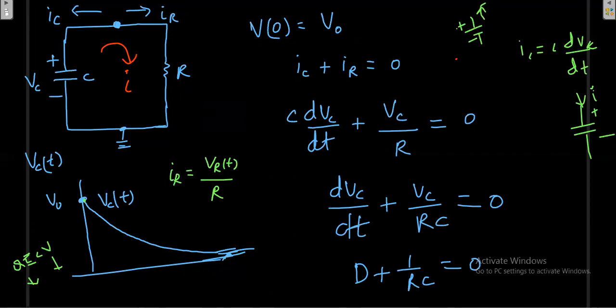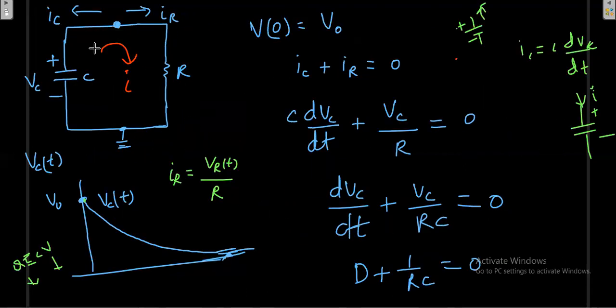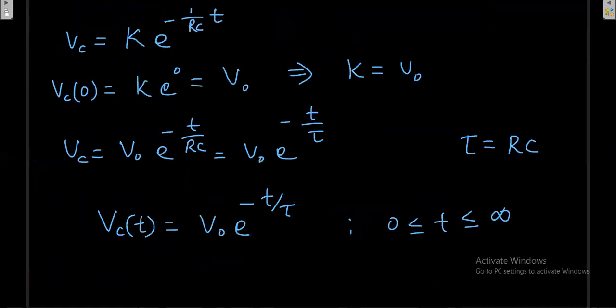Next, we know the capacitor current. What is the relation between the capacitor current and the resistor current? We assumed Ic in this direction and IR in this direction, so definitely IR is equal to minus Ic. So IR is equal to minus Ic.